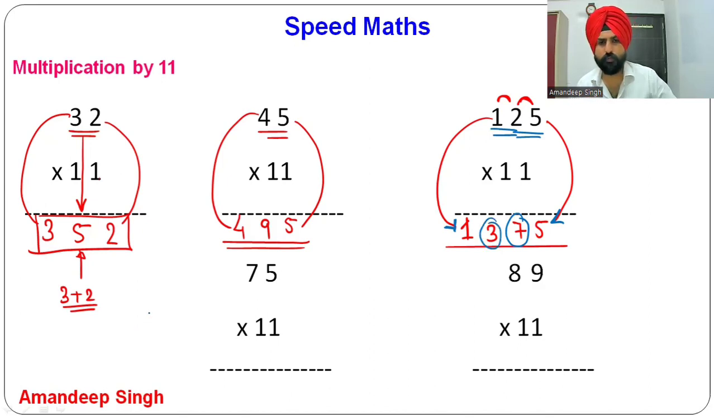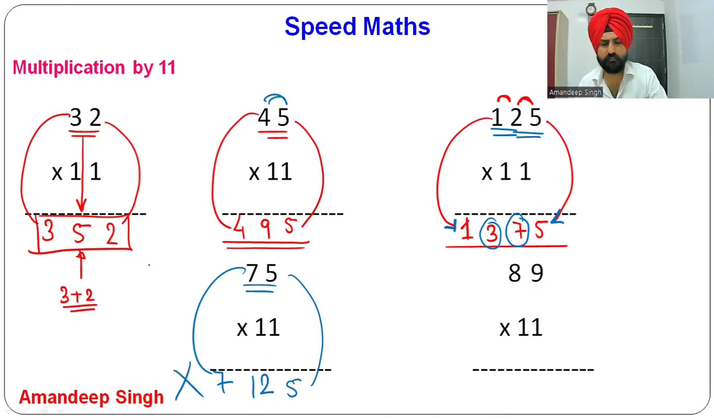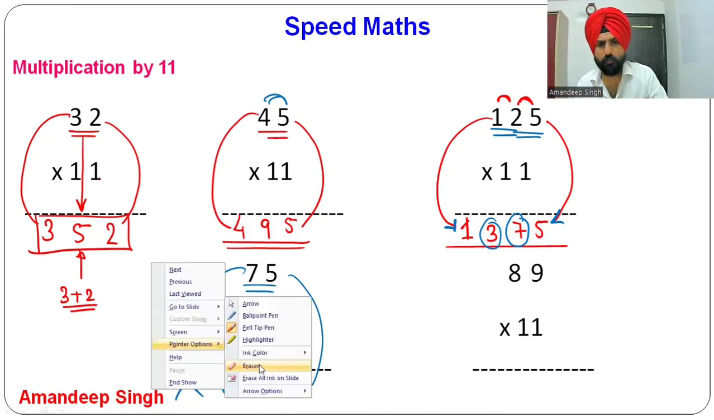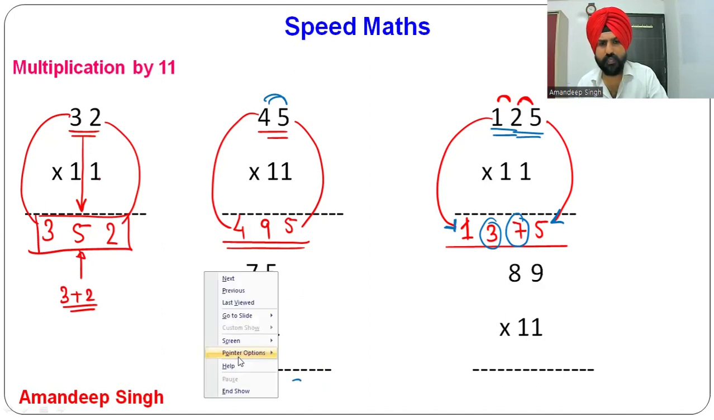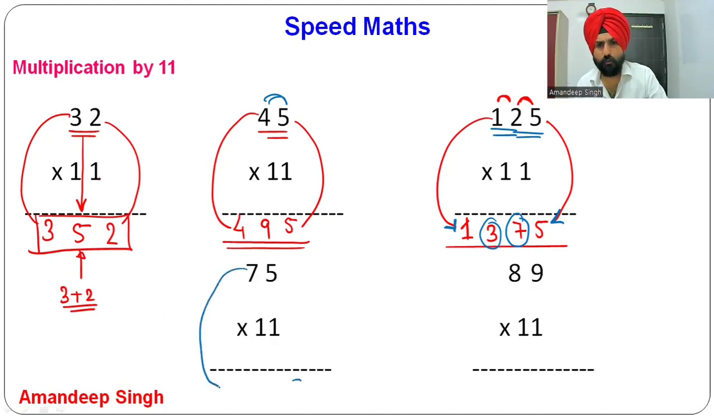But you have to be very careful whenever you add the digits, and if you get a sum of more than 9, then you have to shift the carry. For example, for 75 into 11, if you write 7 here and 5 here, what is 7 plus 5? It is 12. If you write 12 here, this is absolutely wrong. This is not the right way. What you have to do is shift, or add the carry forward. Like, write 7 here, write 5 here.